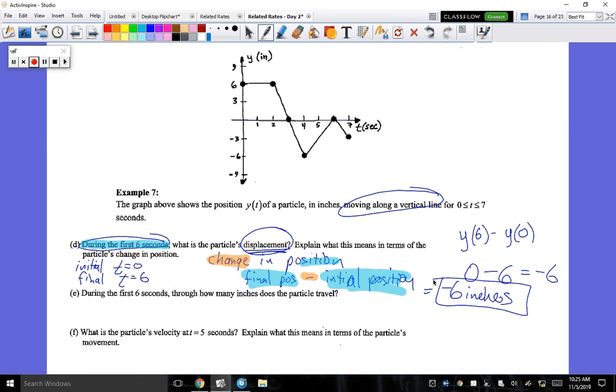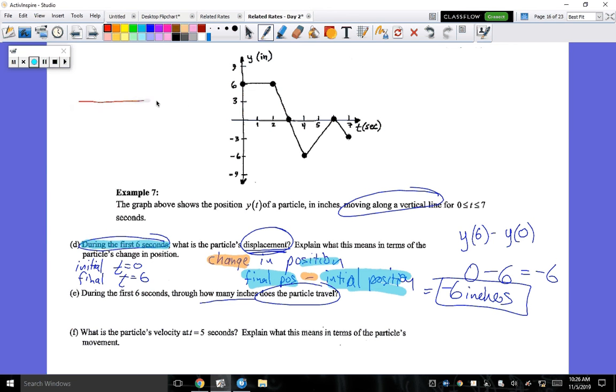Okay, during the first 6 seconds, through how many inches does the particle travel? This represents 3 words that we learned last time. What are those 3 words? Total distance traveled. And the total distance traveled means going forward and backward, accounting for everything.